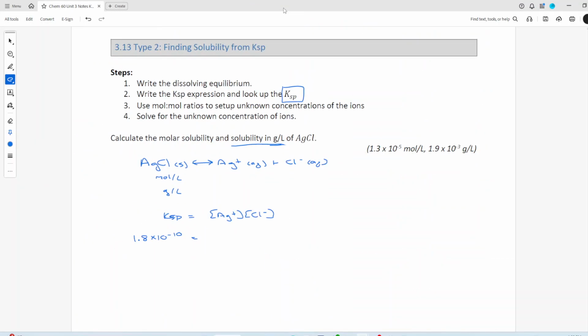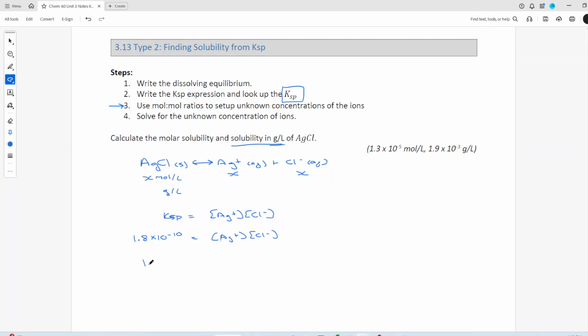But what's the problem with this equation? If I leave it like this, I have 1.8 times 10 to the negative 10 is equal to silver times chloride. I have two unknowns. So we're going to use our mole-to-mole ratios to set up our unknown concentrations of the ions. In other words, we're going to have X moles per liter, X moles per liter, and X moles per liter. If there were any coefficients, we would have 2X's, and that's what the next example is going to show. So instead of having two unknowns, we're going to write our unknowns in terms of X using our mole-to-mole ratios.